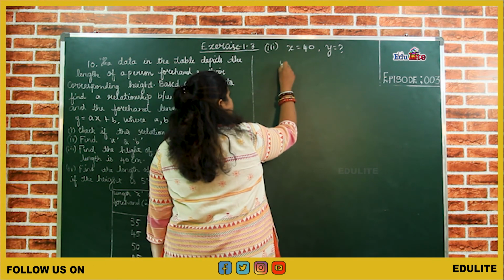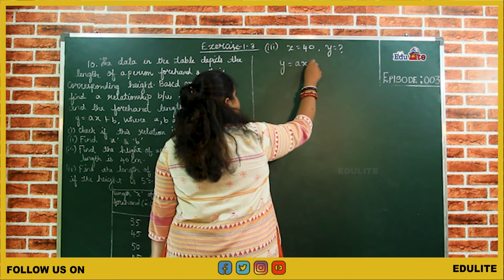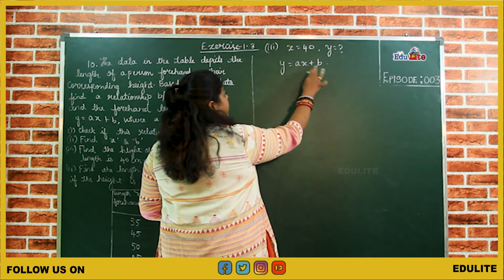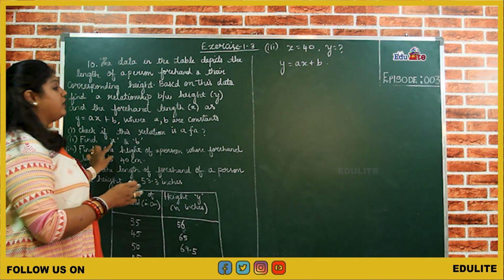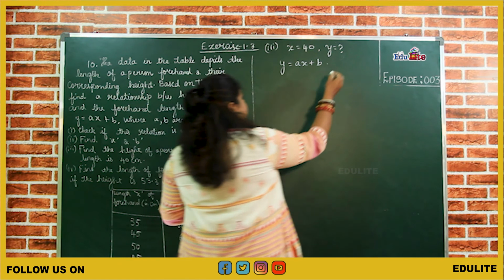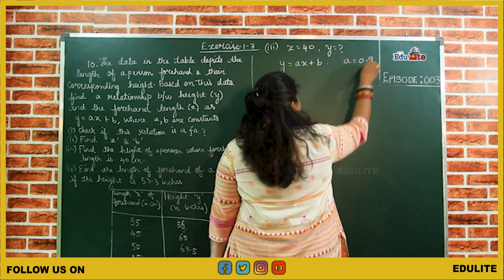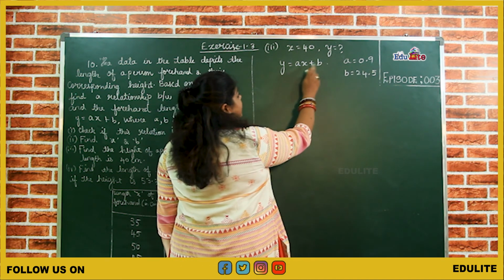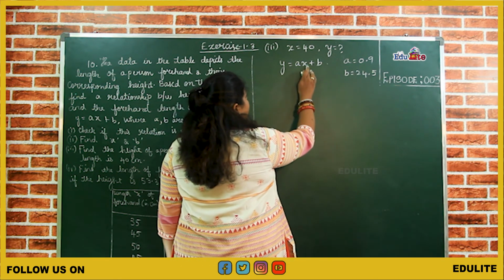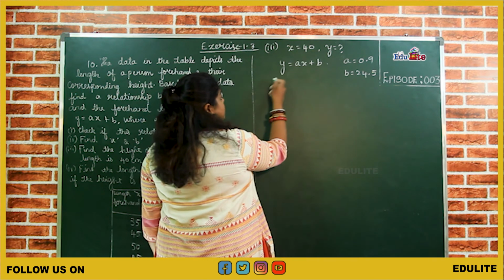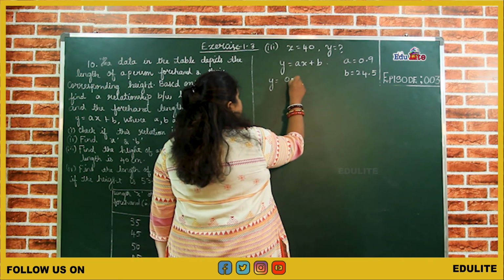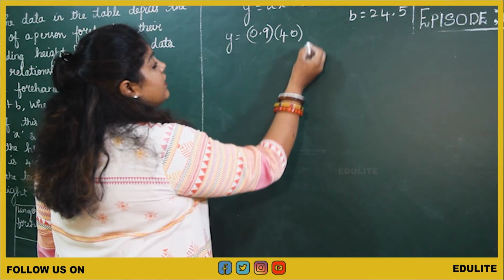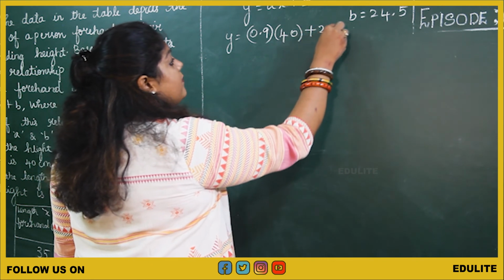We have to use the equation y equals ax plus b, which is given to us in the question. Now we know the values of a and b. In the second option itself, we have found the values of a and b: a equals 0.9 and b equals 24.5. We will substitute the values of a, b and x, and find the value of y. y equals 0.9 into 40 plus 24.5.